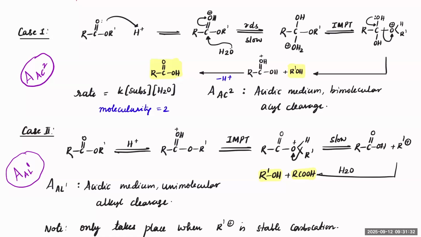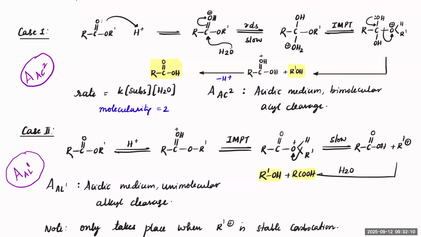So what we get here is an acidic medium, bimolecular reaction, and an acyl cleavage is observed. You can see an acyl cleavage is happening, correct? And the rate of the reaction will be equal to substrate concentration times water. You can see this is the RDS, this one into this one, correct? So there are two molecules involved in the rate determining step. So that is called molecularity 2.